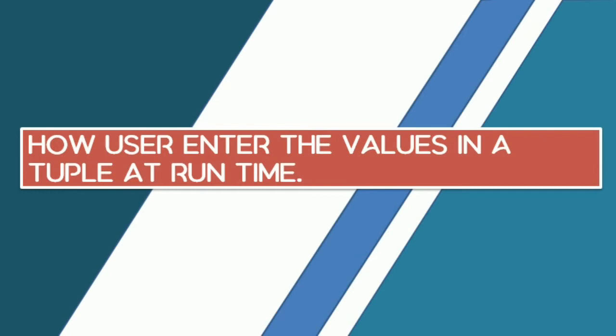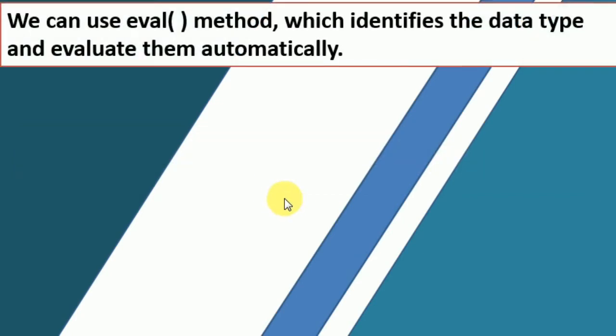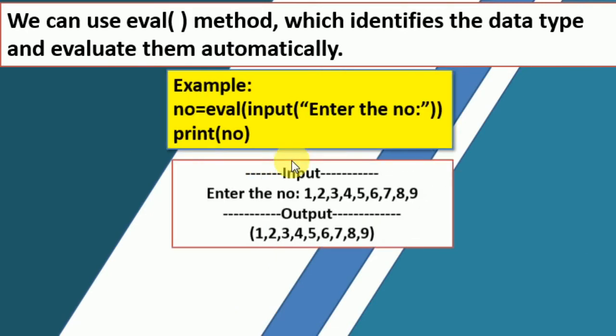Now how is the user going to enter the values in a tuple at runtime? There are two methods that we can enter the numbers at runtime. First method, we can use the eval function to enter the values and it automatically converts that variable to a tuple. Means no equals to eval bracket input, enter the number, and when we enter the number like this 1, 2, 3, 4, 5, 6, 7, 8, 9, it automatically converts that to a tuple.